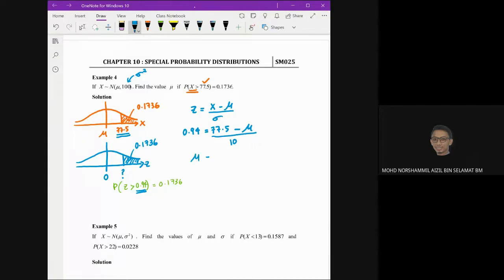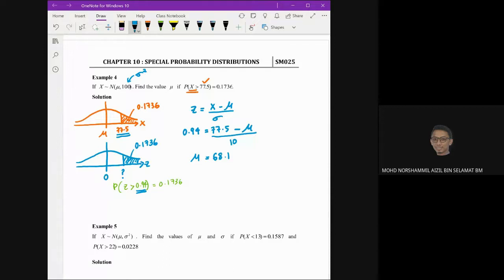So guys, calculate. You will get your mu. What do you get for your mu? Siapa yang share device, tolong bagi tahu saya. 68.1. Okay, thank you, Swita. 68.1.